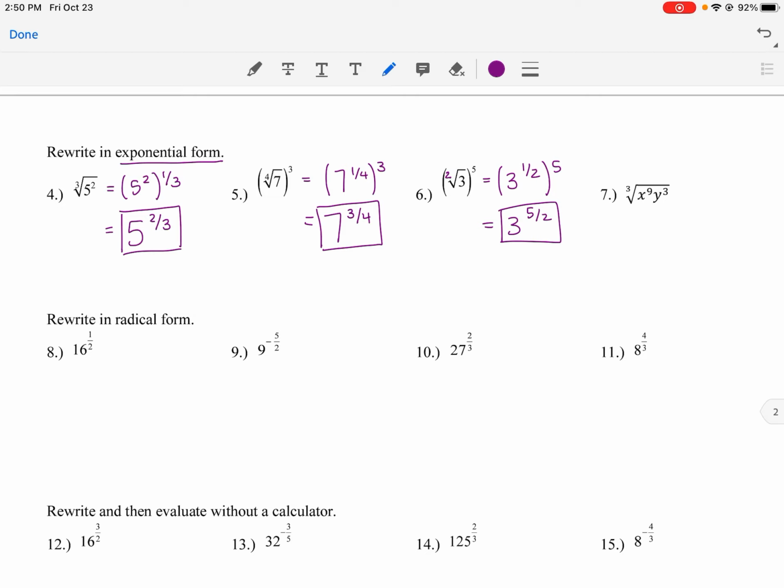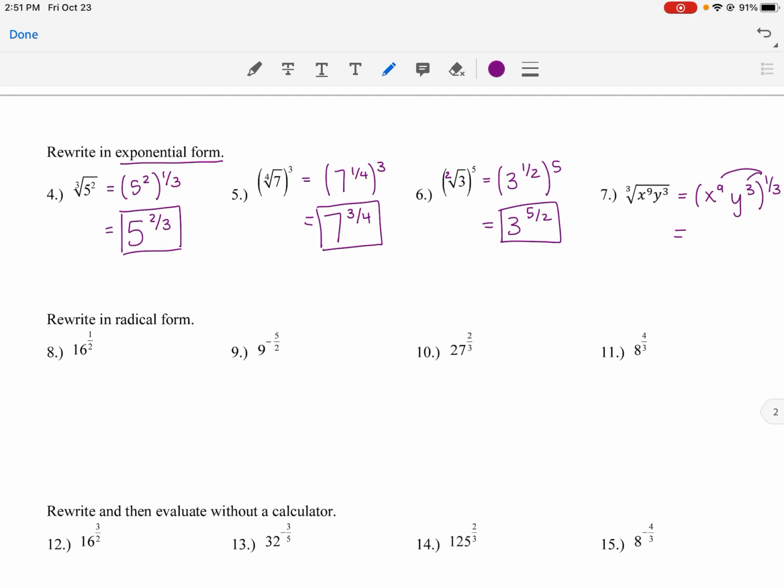Okay, last but not least, this one we have the cube root. So one thing to keep in mind here, I would put whatever you have underneath your root in parentheses, so x to the 9th, y to the 3rd, and then raise to the 1/3. Because if you don't, you may forget to apply that exponent to both parts. You may just do like x to the 9th to the 1/3 and not do it to the y. So this 1/3 will apply to both parts.